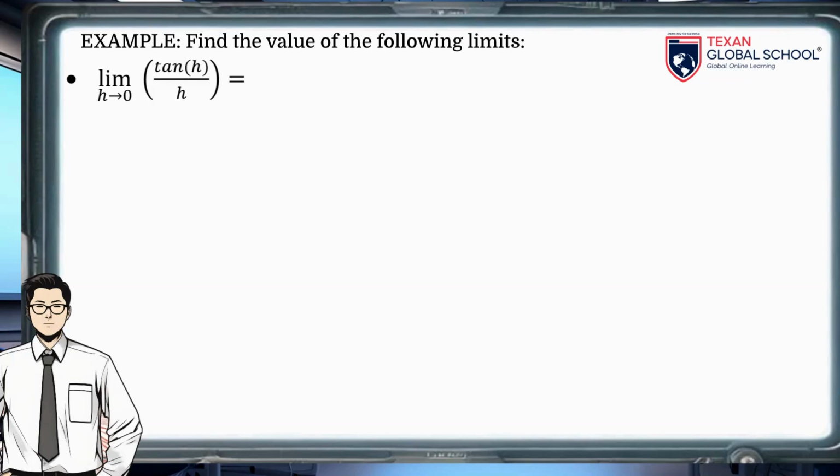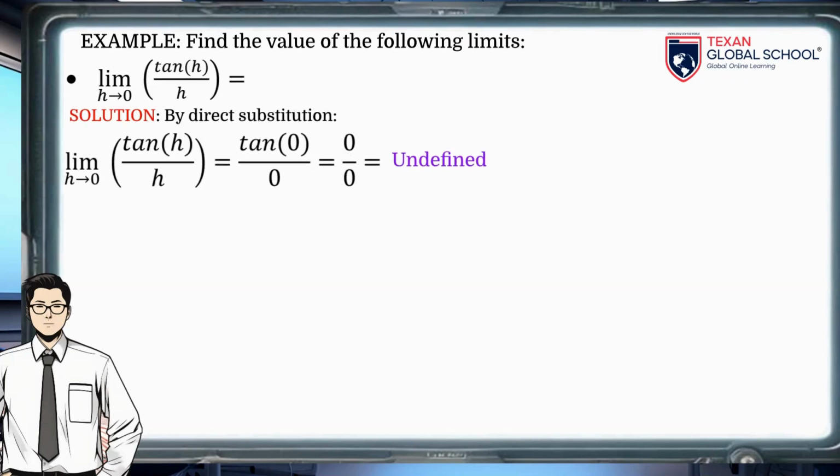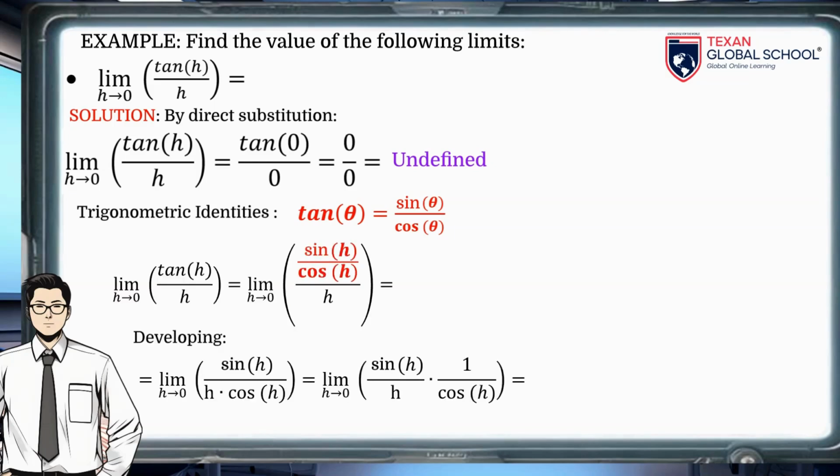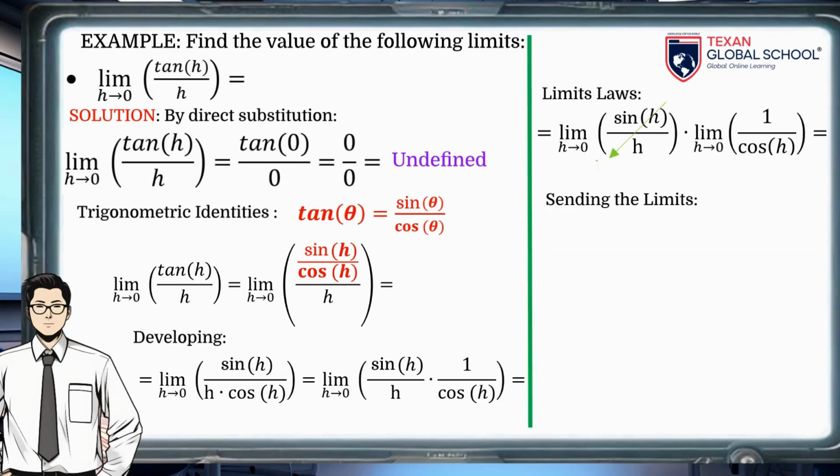In this last example, by direct substitution, the limit is not defined. So we will use trigonometric identities for its calculation. Let's recall the suggestion seen in the trigonometric identities class. Change everything in terms of sines and cosines. Expand and separate using limit laws. In this way, we can evaluate the limit, thus obtaining 1.